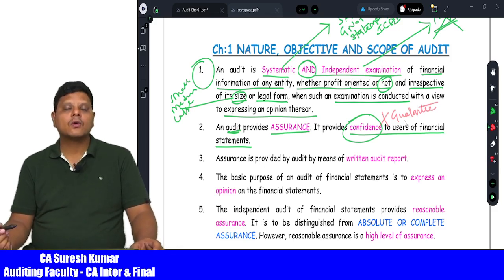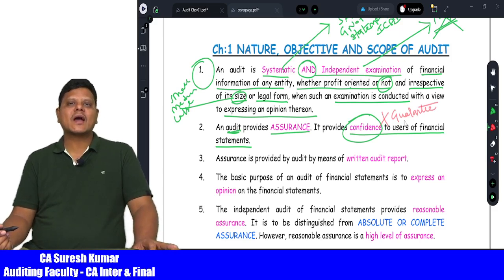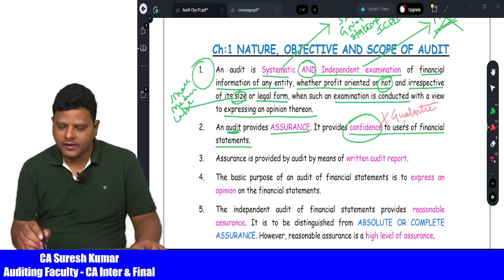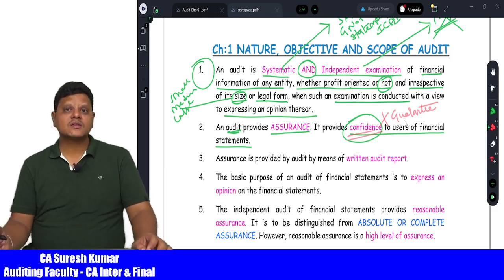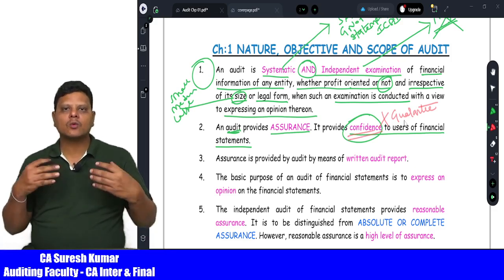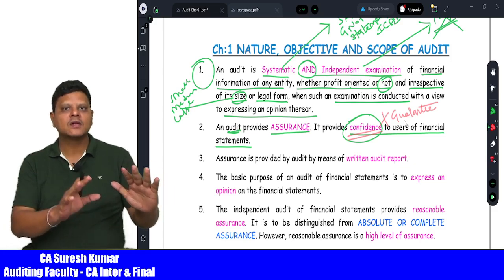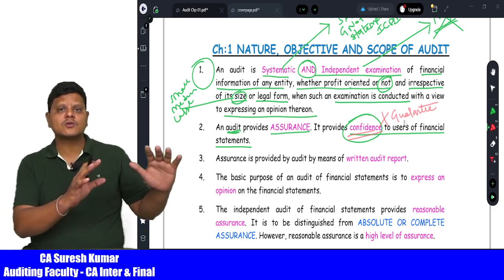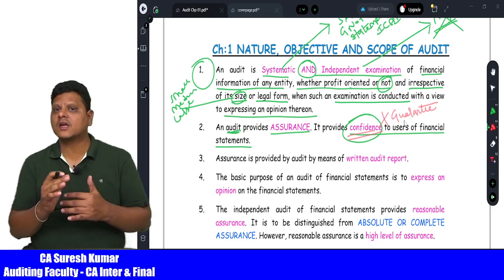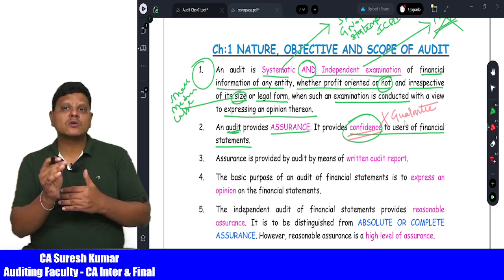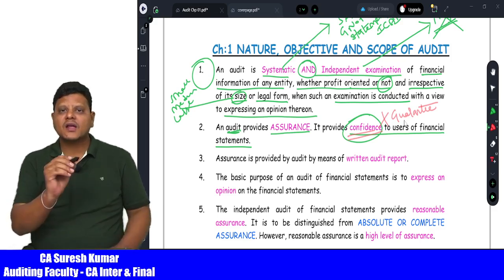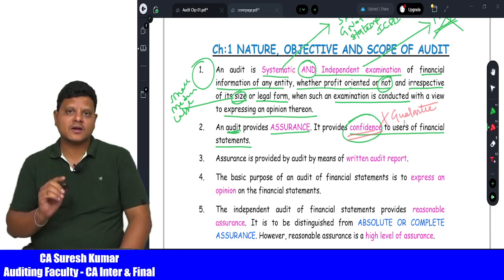Understood? So audit will never give the guarantee to the users, but audit will give what? Only confidence. So the inner meaning of this particular point is that an auditor gives an opinion on the financial statements. Based on the auditor's opinion, somebody should not go and invest in the companies. They have to diligently go through the financial statements. Tomorrow when something goes bad in the company, they should not blame the auditor, because I never gave any guarantee to the users of the financial statements.